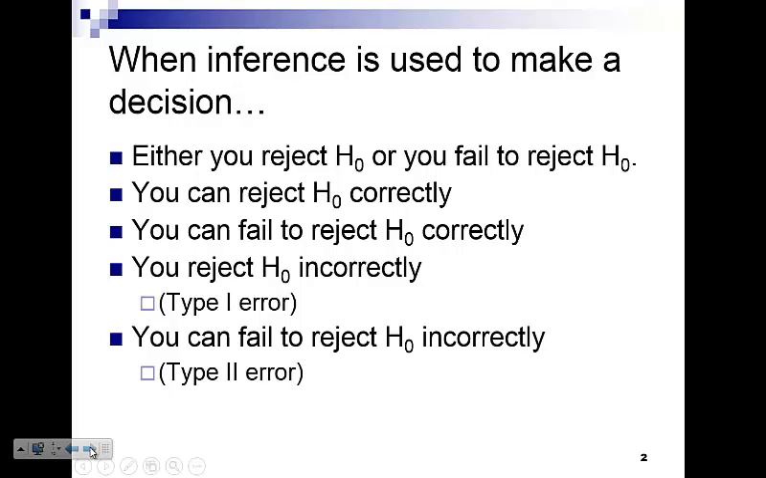So rejecting the null incorrectly is called a type 1 error, and failing to reject incorrectly is called a type 2 error. So remember, type 2, null's not true. We failed to reject the null when actually it was true.